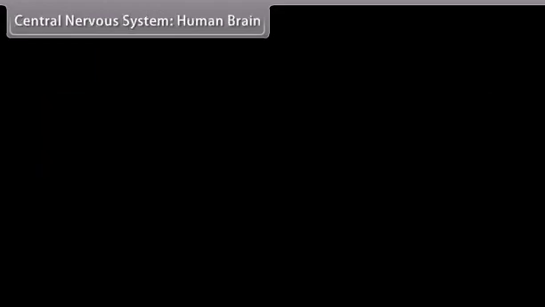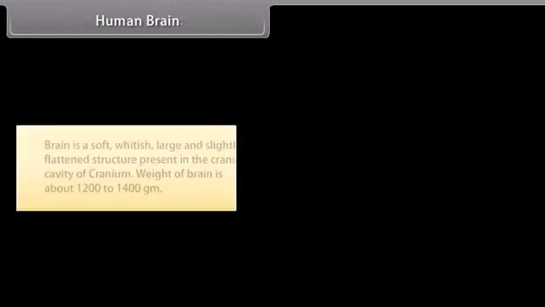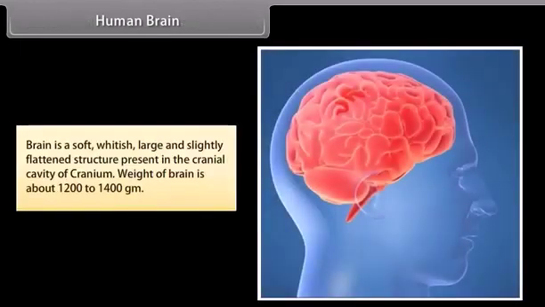Central nervous system. Human brain. Central nervous system consists of brain and spinal cord in animals. All life activities are under control of the brain. Brain is a soft, whitish, large and slightly flattened structure present in the cranial cavity of cranium. Weight of brain is about 1200 to 1400 grams.